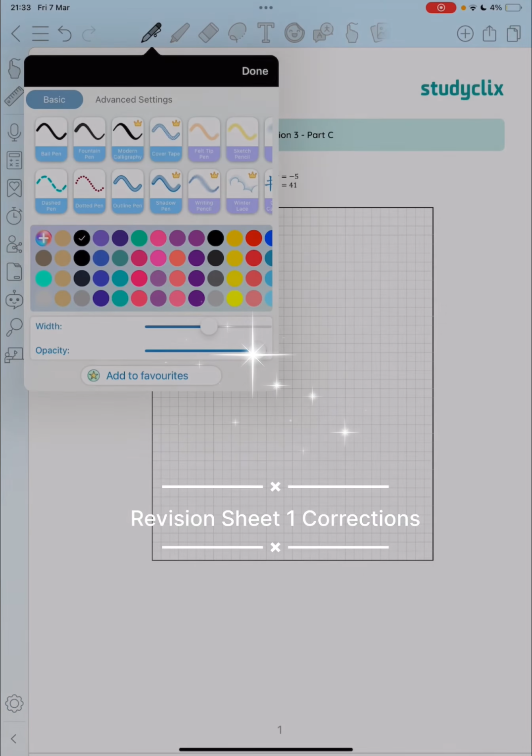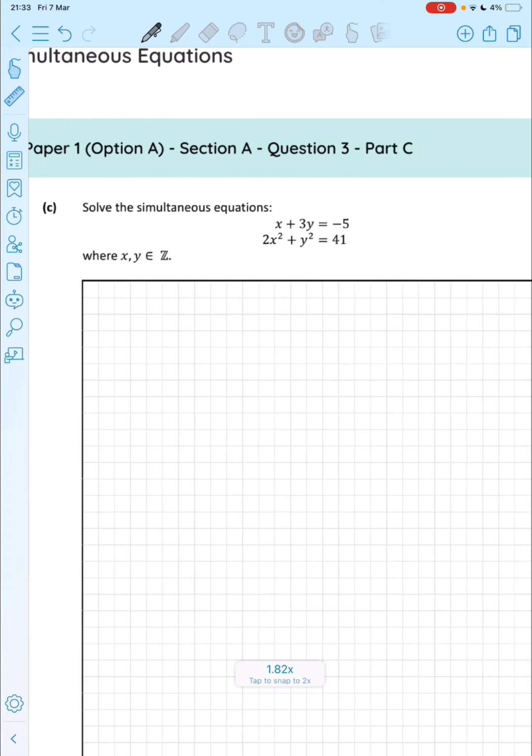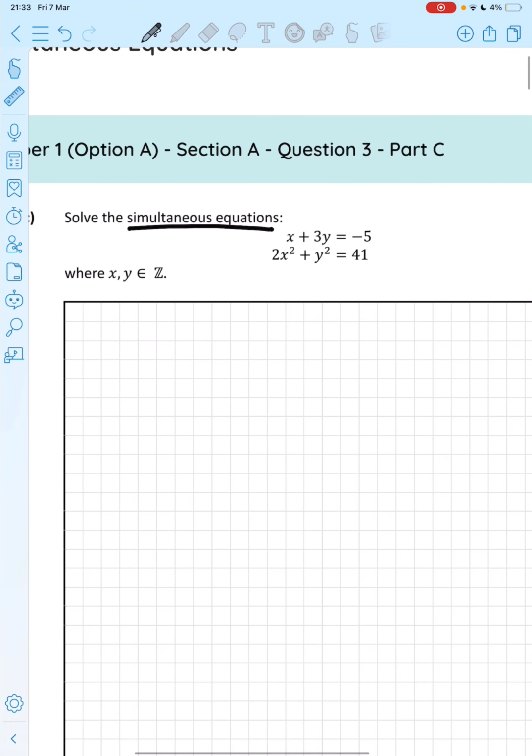Okay, so this first question here is a simultaneous equation, obviously because it says solve simultaneous equations, where we have one linear equation and we have one quadratic equation. So I'm just labeling those so we know what we're talking about.